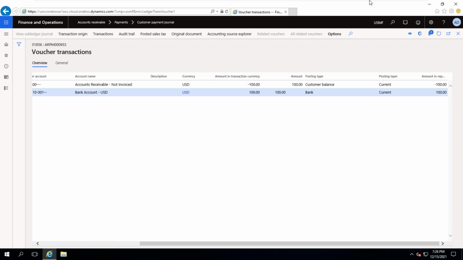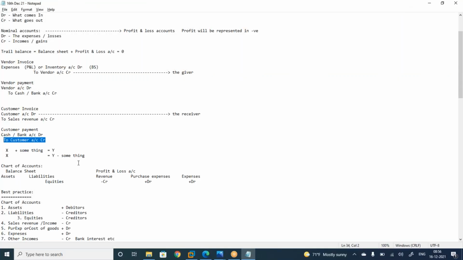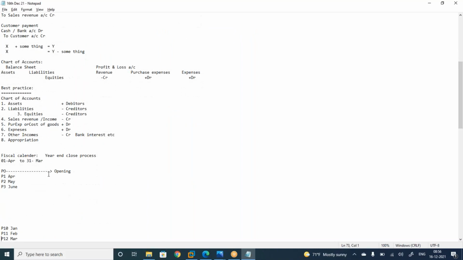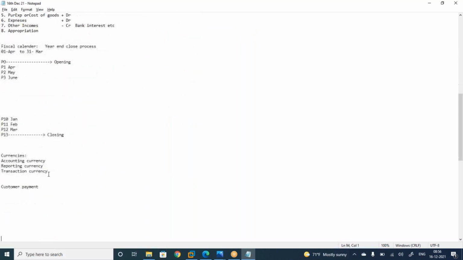So each and every transaction, not only this customer payment, every transaction in Dynamics F&O, any transaction that is posted, will post in three currencies: amount in accounting currency, amount in reporting currency, and amount in transaction currency. This applies to every transaction in Dynamics F&O or Dynamics AX, the old version is AX, the new version is F&O. For all versions, transactions will be posted in three currencies: accounting currency, reporting currency, transaction currency.